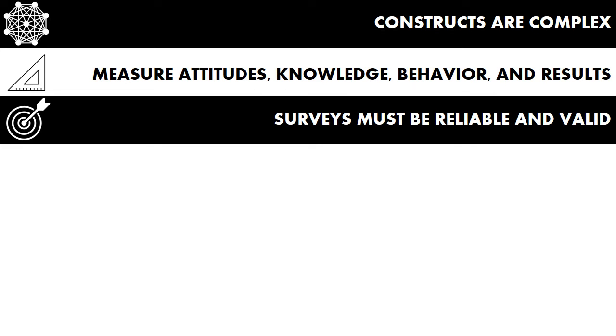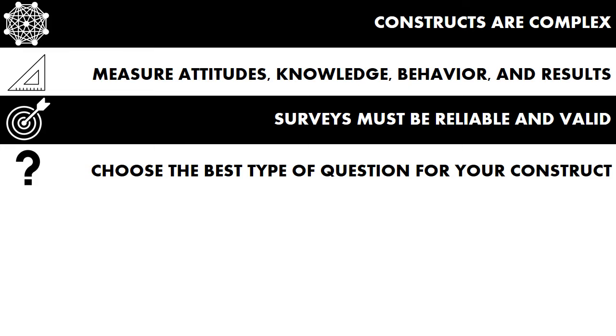We've talked about the complexity of human outcomes that we're trying to measure, constructs. We've talked about how you can measure attitudes, knowledge, behavior, and results when we're trying to understand human outcomes. We've talked about the importance of writing reliable and valid surveys. The next thing we're going to talk about is the importance of choosing the best type of question for your construct.